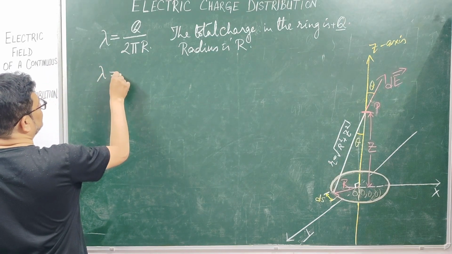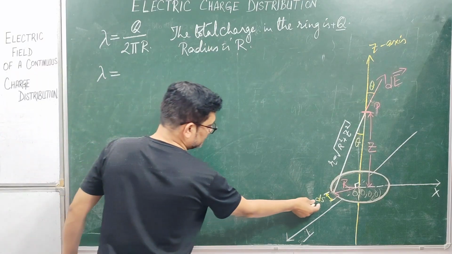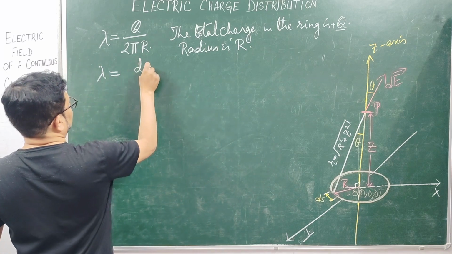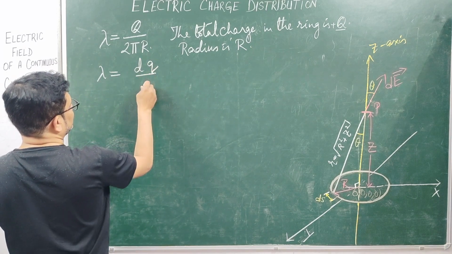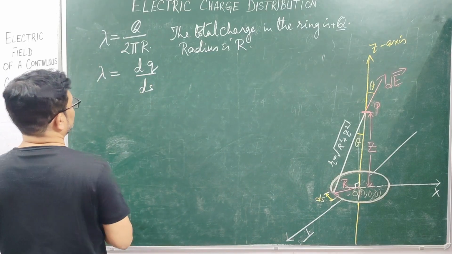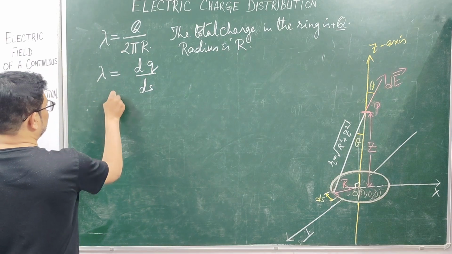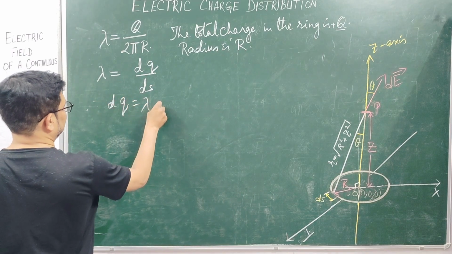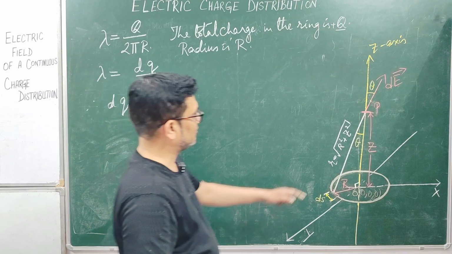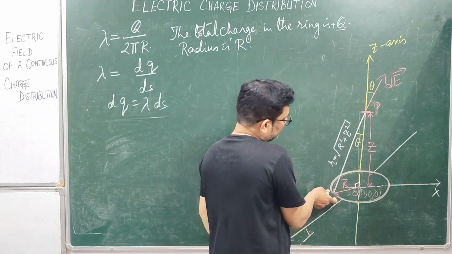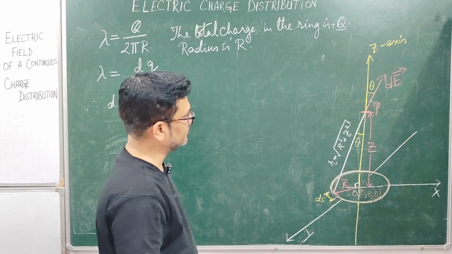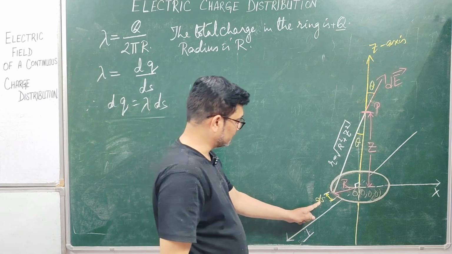And this linear charge density would be equal to, so this is ds, right? So this ds is the value here. dq is the charge which is in ds. So dq by ds is equal to lambda. Therefore, what is dq? dq is equal to lambda ds. Okay, so these things we know here, and then we'll try to figure out dE, the differential form of the electric field, the elemental electric field because of ds.